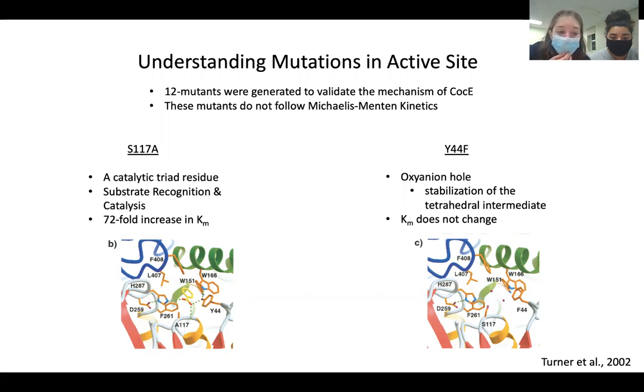So, a serine residue. The active site is located at the interface. So the active site of the enzyme is located at the interface of all 3 domains. Within the active site is a prototypical catalytic triad, which this catalytic residue is a part of, along with 2 other ones. The serine amino acid residue is located in the nucleophilic elbow, which is a hallmark of the cocaine esterase folding pattern. The mutant validates the mechanism proposed by the crystal structure and shows that the serine residue is responsible for both the substrate recognition and catalysis, which is evident through the 72-fold increase in Km.